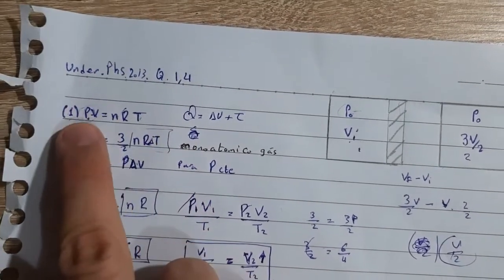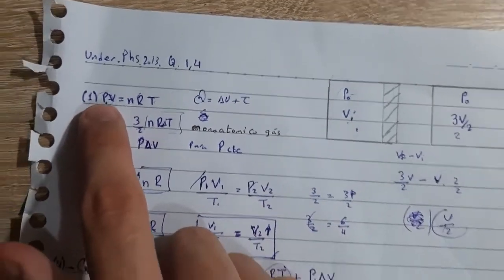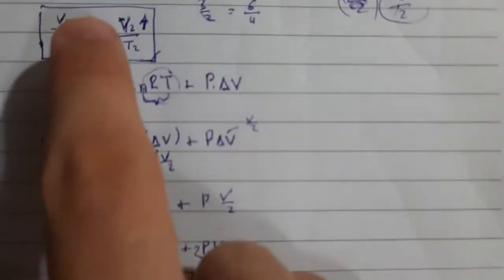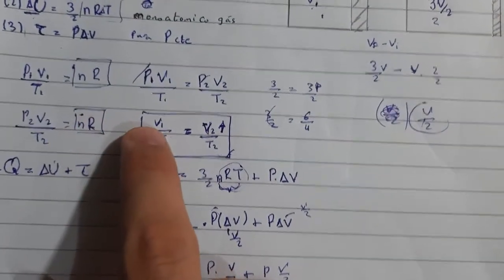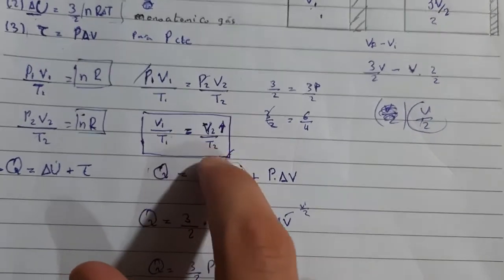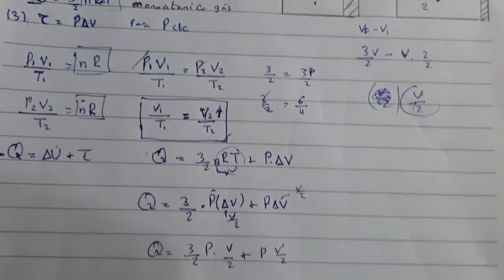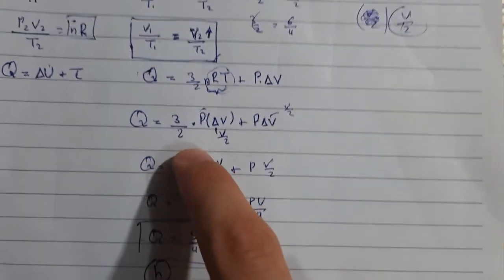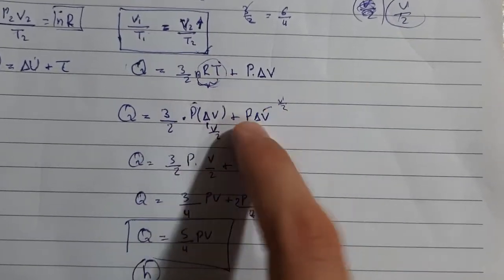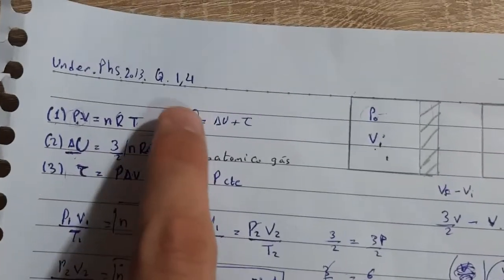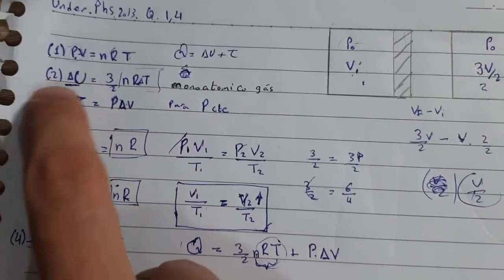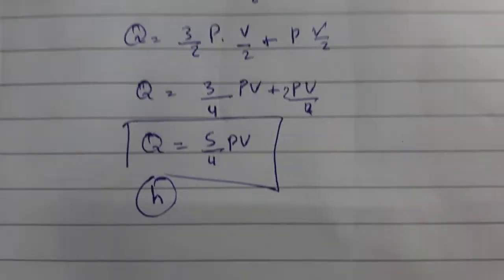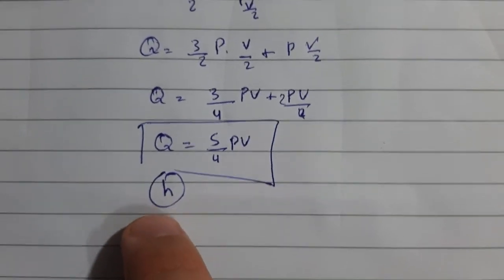So remember that the formula for the internal energy is this one, and that you can replace the nRT with PV. All this part over here was just to explain that we increased the volume, so the temperature increased. Then we just put the values into these equations, using number 2 and 3. Then we found this part over here, and the answer is H.